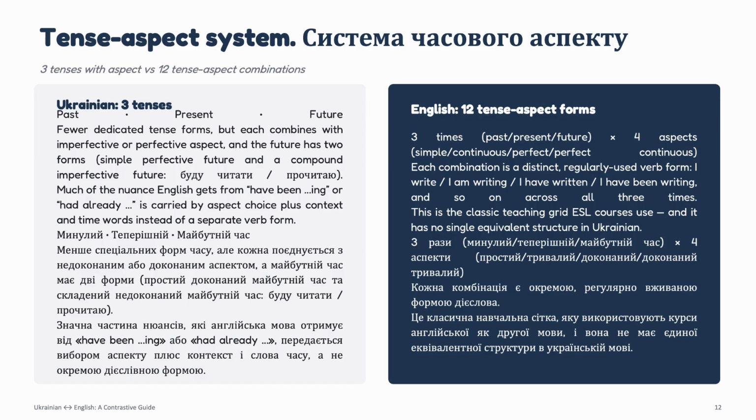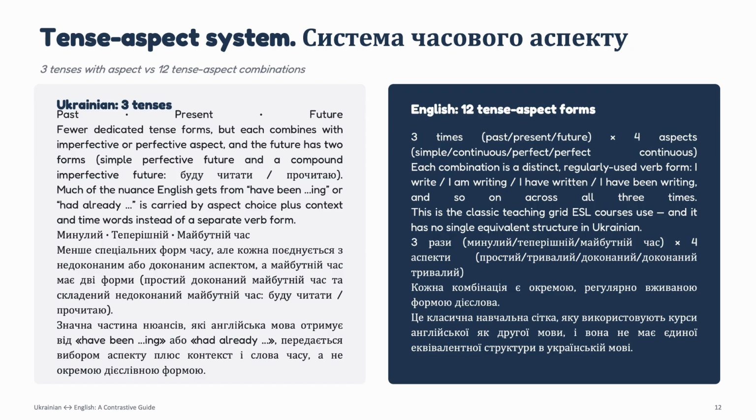This slide connects to what we just talked about. Ukrainian has only three tenses. It's past, present, and future. Though the future actually has two forms. It can be a simple perfective future and a compound imperfective future, like буду читати versus прочитаю. They're written here in brackets.